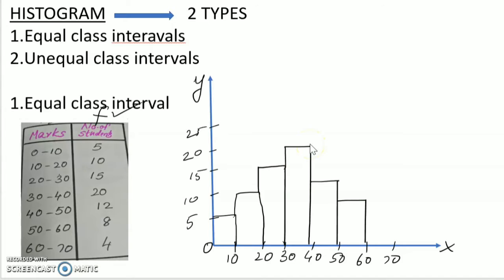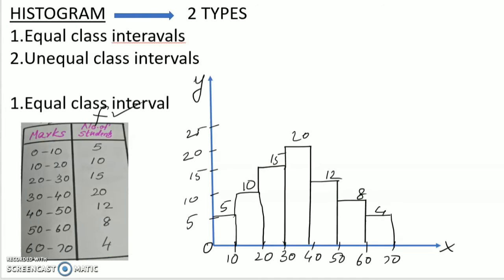See, I marked all the points. The last one is 60 to 70, that is, the frequency is 4 here. So from here I have to take 4. Now after that I have to mark all the points here: 15, 20, next is 12, then 8, then 4.